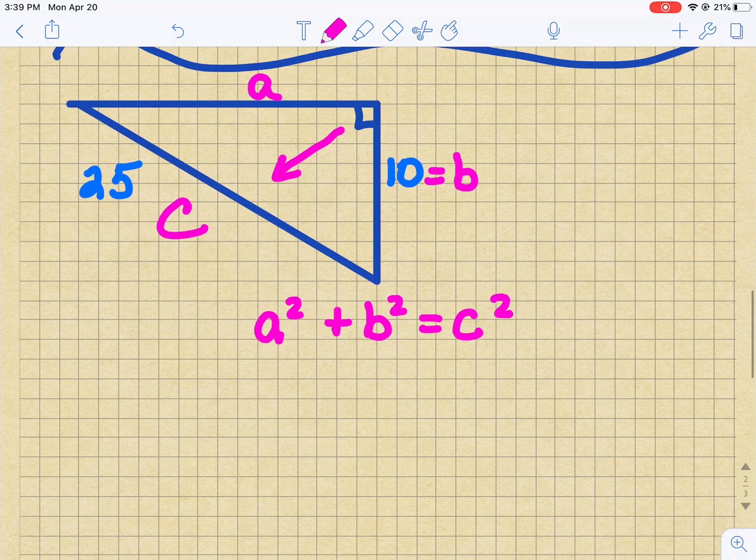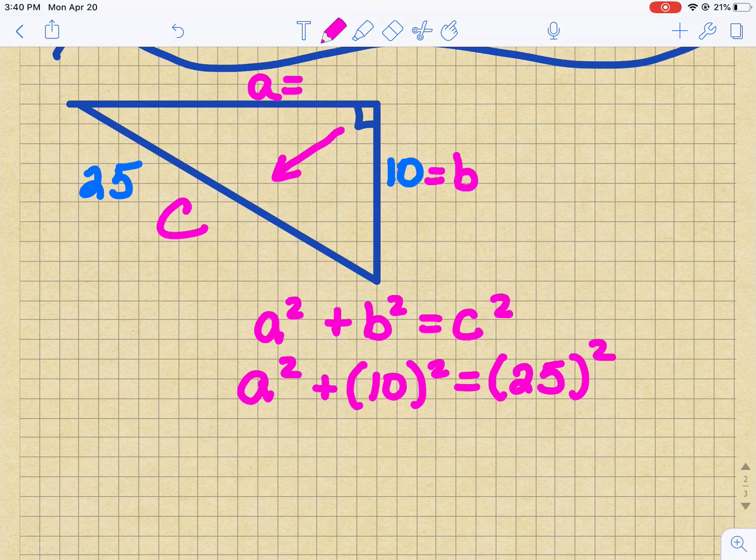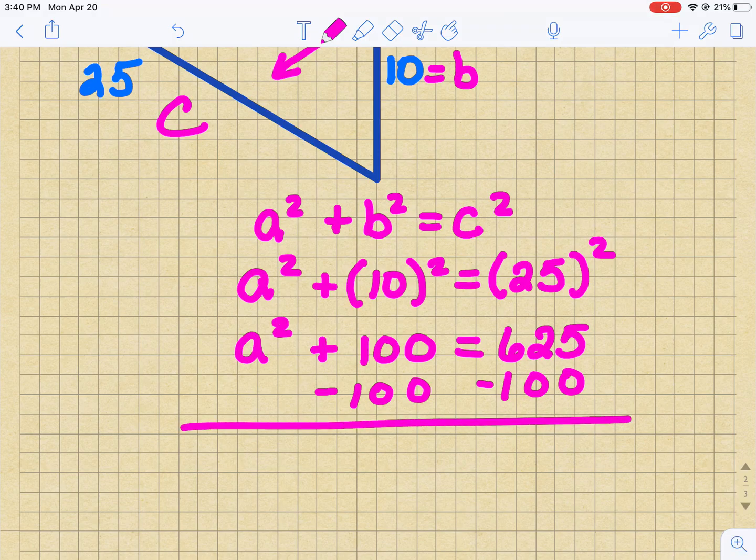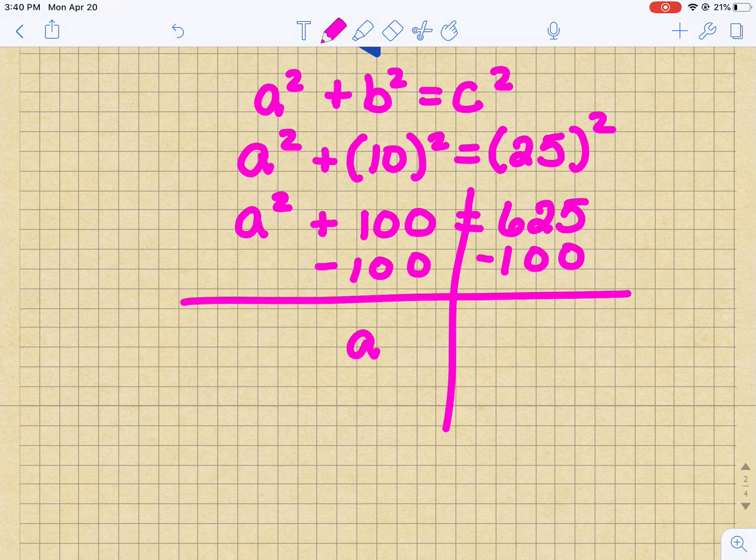So A is what I don't know now. I don't know my A. So I have A squared. B is 10, so that's B squared. And C is 25 squared. So this is going to have a little more steps to it because you're going to have to solve for A. So we have A squared plus 100, because 10 squared is 100, equals 25 squared, which is 625. We're going to subtract 100 from both sides. I'm getting A by itself, solving an equation. Now I have A squared equals 525.